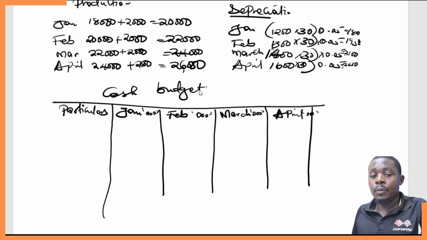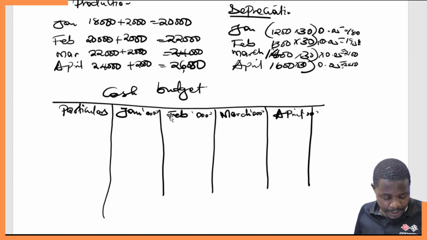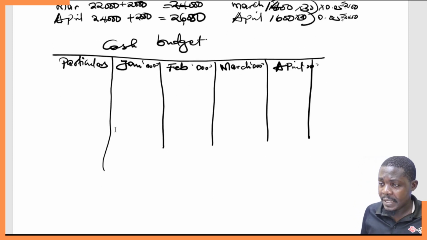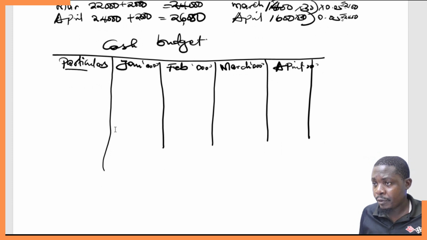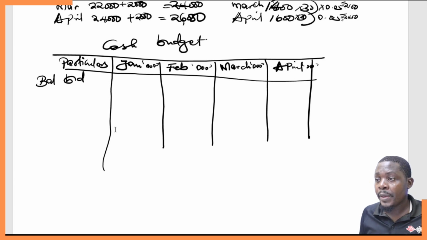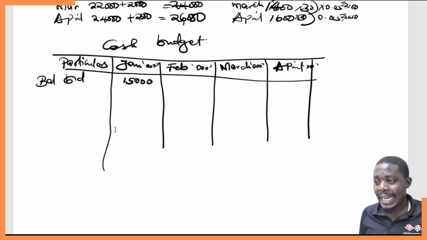Okay. Now what do we do? The first thing is we have to start with the balance at the bank in January. We had a deficit. Let me put it as balance brought forward. Balance brought down, we had a deficit of 15 million. Negative, a deficit.